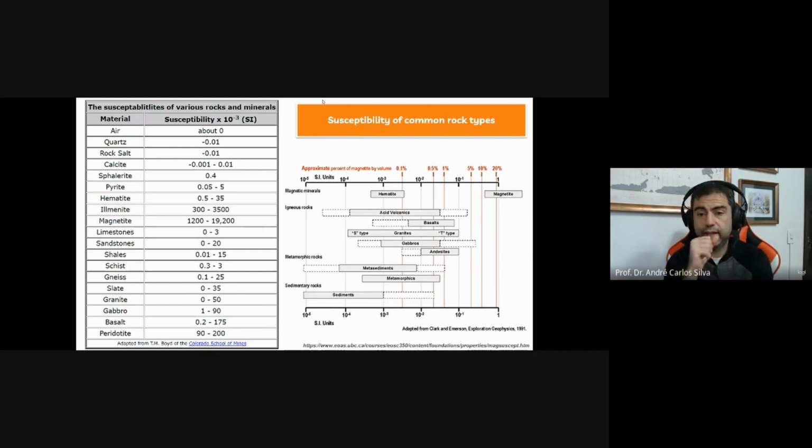And even if you take a look at some rocks, okay, that's why petrology is so important. Take a look at your rock, okay? What kind of rock do I have? Oh, I'm talking about acidic volcanic rocks. Probably it's going to be at the same level as hematite, okay?